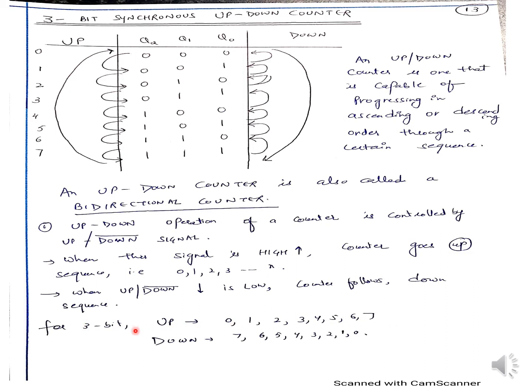This is for 3 bits. If it is for 4 bits, then it will be 0 to 15. If it is for 2 bits, then it will be 0 to 3. So you can get an up-down counter of any number of bits. Okay, so this is synchronous.